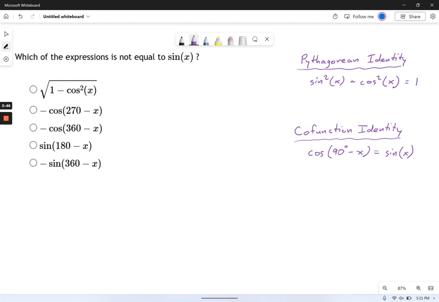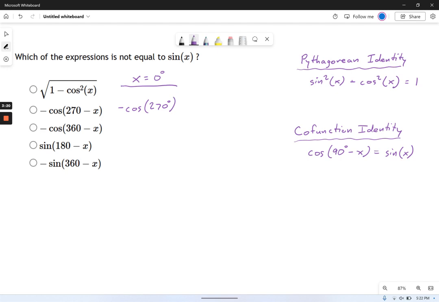But what I want to suggest to you is you can make it through this problem just fine by guessing. And I'll give you an example of what I mean. What if x equals 0 degrees? Do you know your special angles? You really ought to. So this is going to be negative cosine of, let's see, 270 degrees.